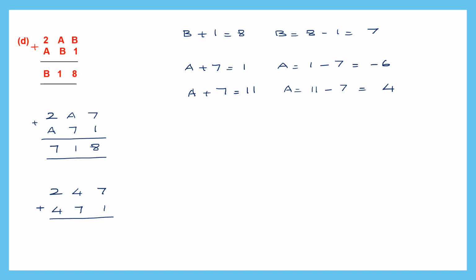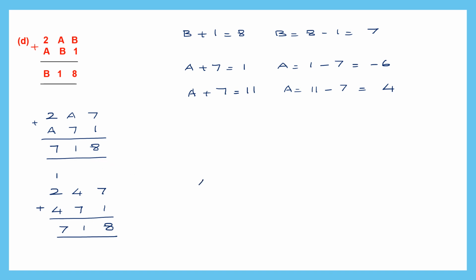So let's add it up. Here we have 7 plus 1. 7 plus 1 is 8. Then here we have 4 plus 7, which is 11. Carry 1. Then here 1 plus 2 is 3. 3 plus 4 is 7. 718. So we got the same thing when we substituted for A and B.